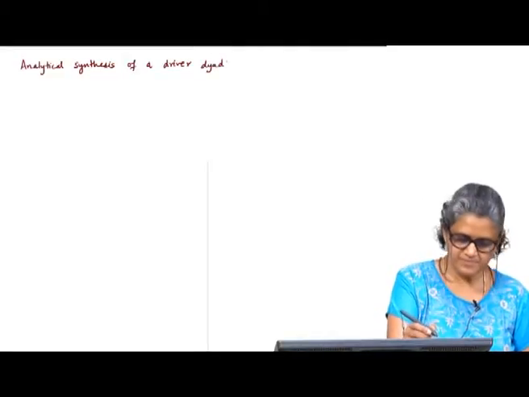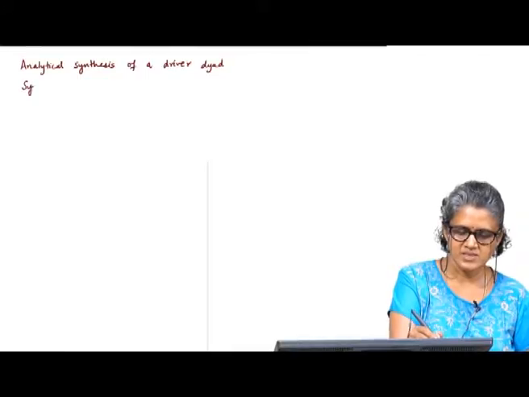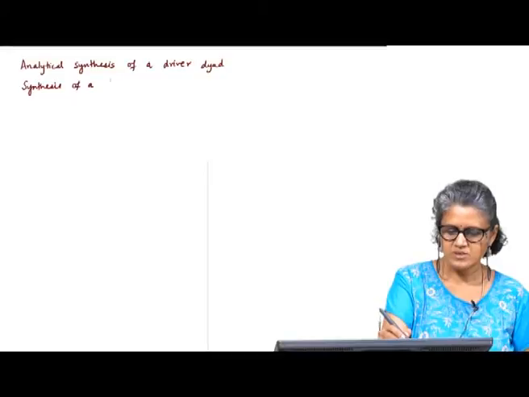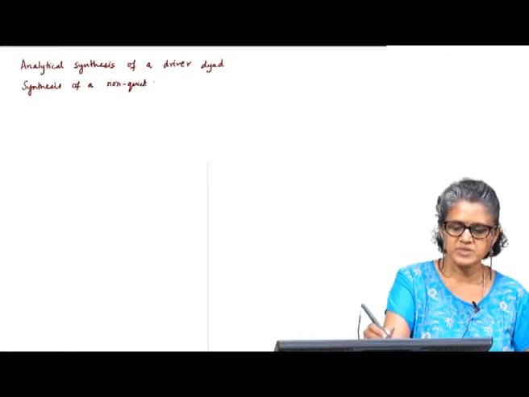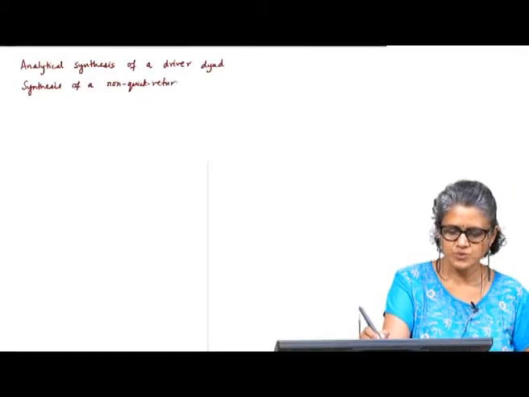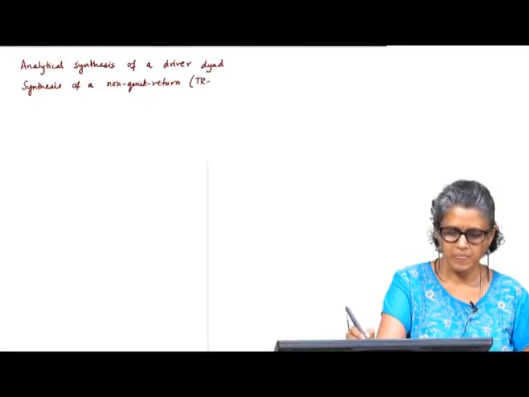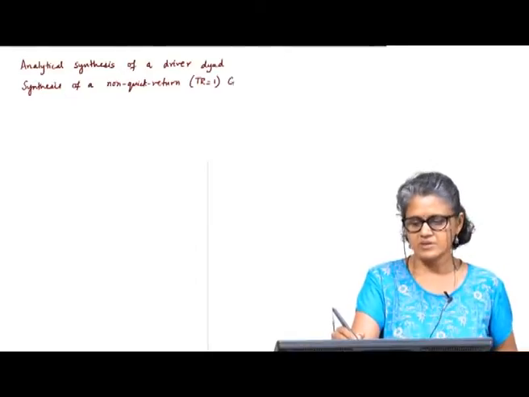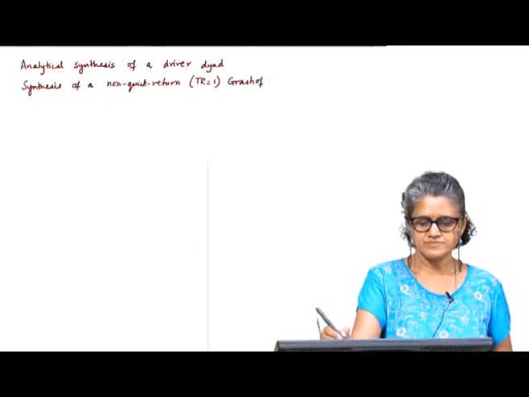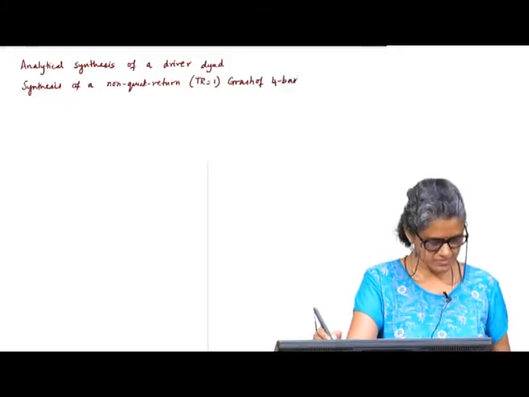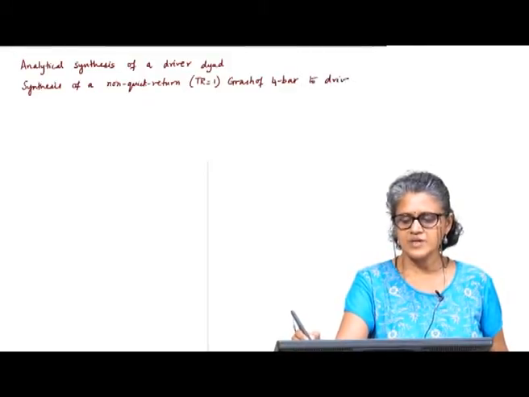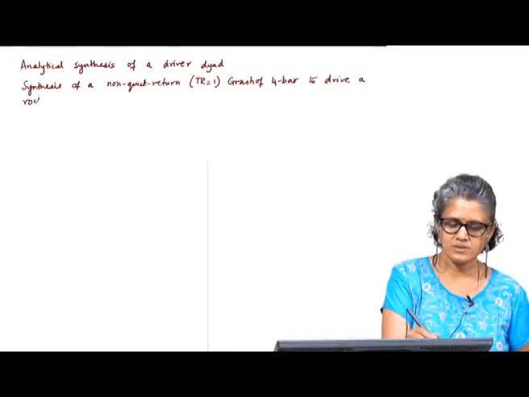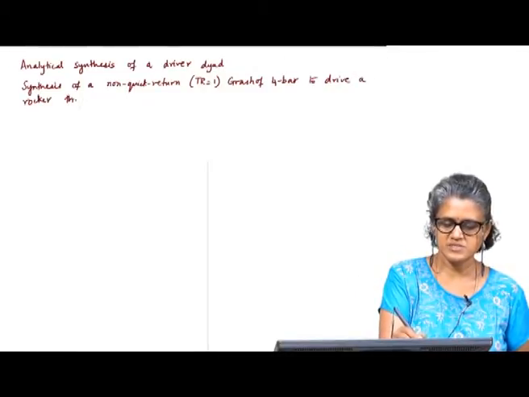I will do the synthesis of a non-quick return, meaning time ratio equal to 1. Grashof 4 bar to drive a rocker through a specified angle.